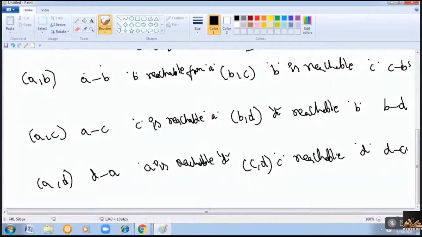Right? Now for all these pairs of vertices, in one direction, the vertices are reachable from the other. That means in every pair, one vertex is reachable from the other vertex in the pair. Therefore, you can say that the graph is unilaterally connected. Is it clear?